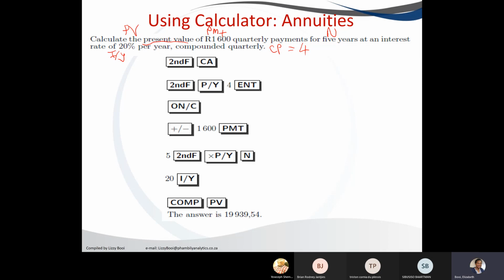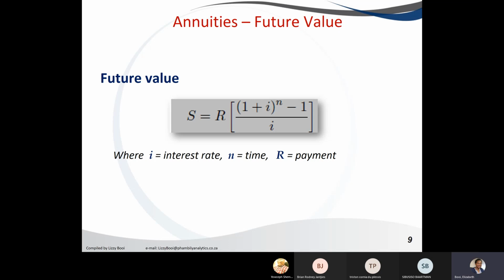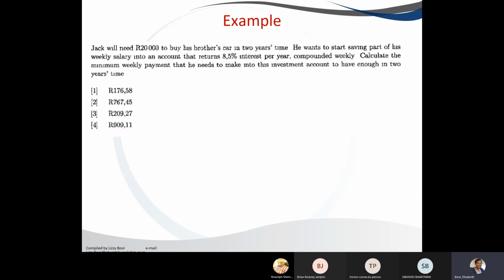Let's look at how we calculate the future value of an annuity. For the future value of an annuity, the formula is S is equal to R times 1 plus I to the power N minus 1, divided by I. And this is for everybody who is doing this manually. Remembering that our I, we need to divide by the compounding period. Your periods, you need to multiply by the compounding period. And then you can substitute into the formula. So let's look at an example.